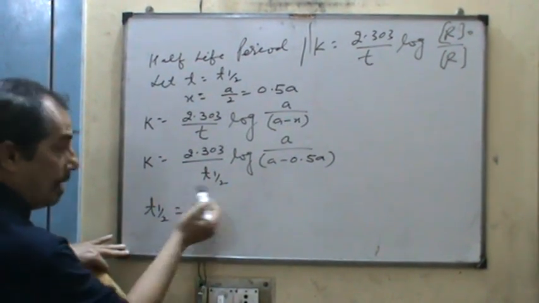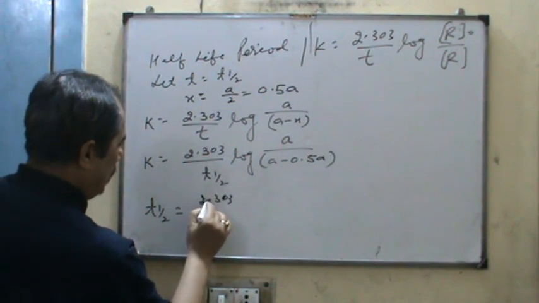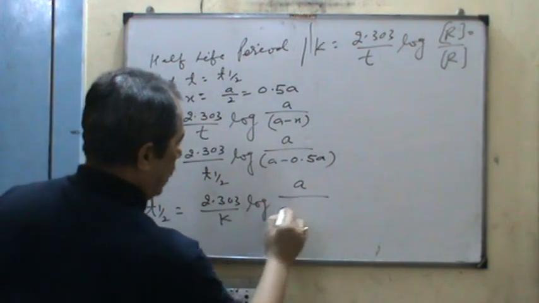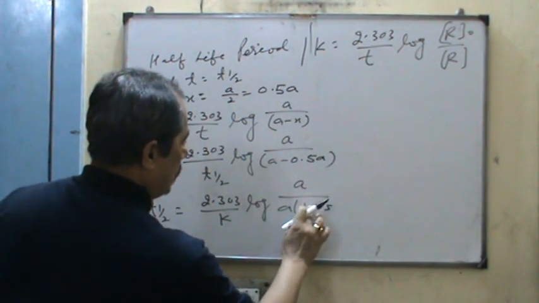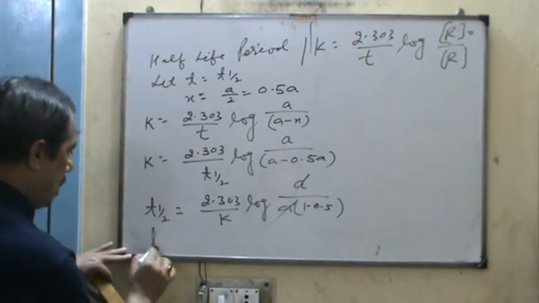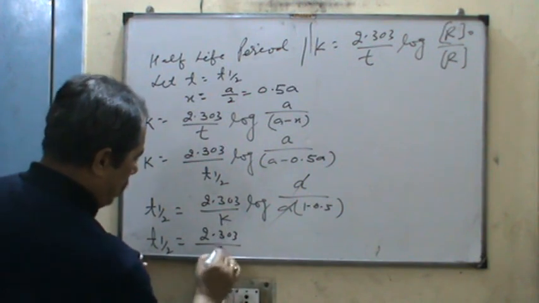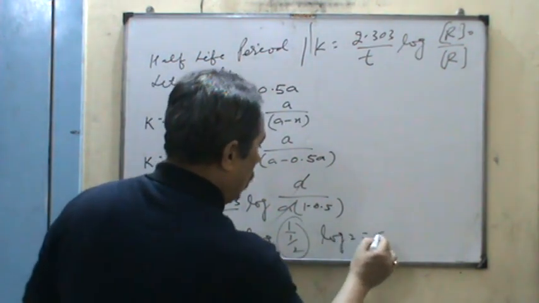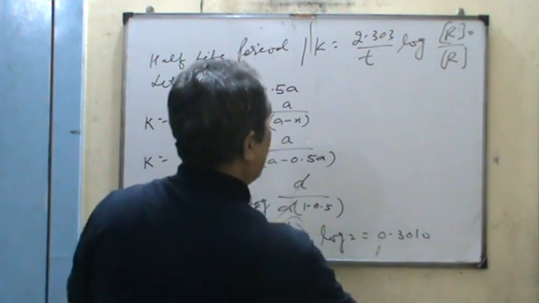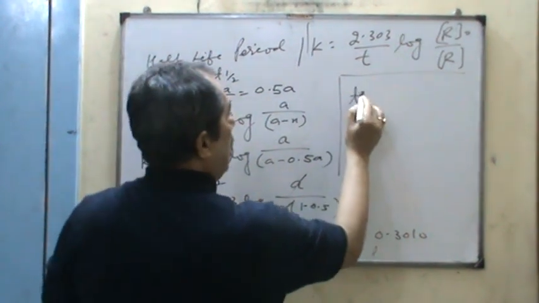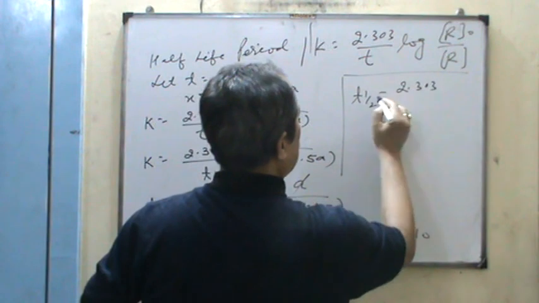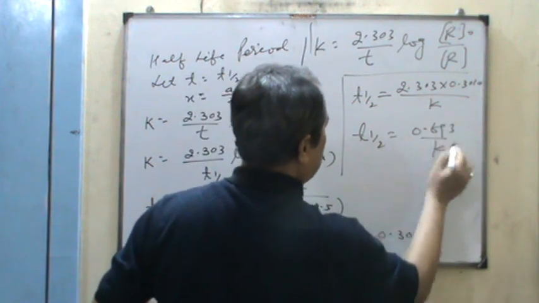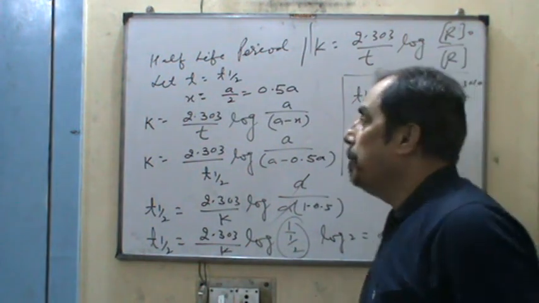Now half-life period t half equal to 2.303 upon k into log of a, where a is taken as common, upon a into 1 minus 0.5. The a cancels out. So t half equals 2.303 upon k into log of 1 by 2. Finally, it will be converted into log 2, and log 2 is 0.3010. So t half is equal to 2.303 into 0.3010 upon k. Finally, you will get 0.693 upon k. Remember this formula and you solve the questions based on the first order reaction.